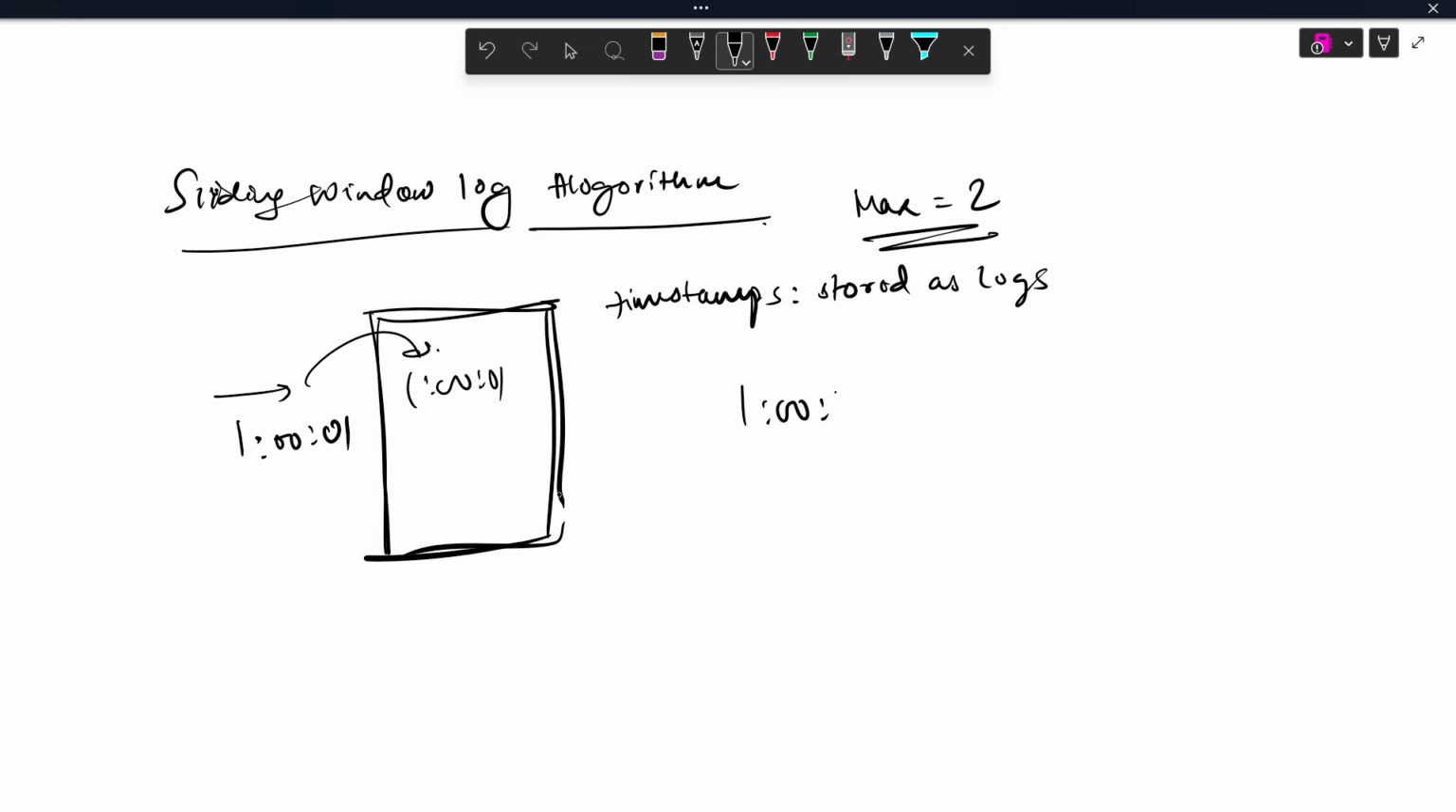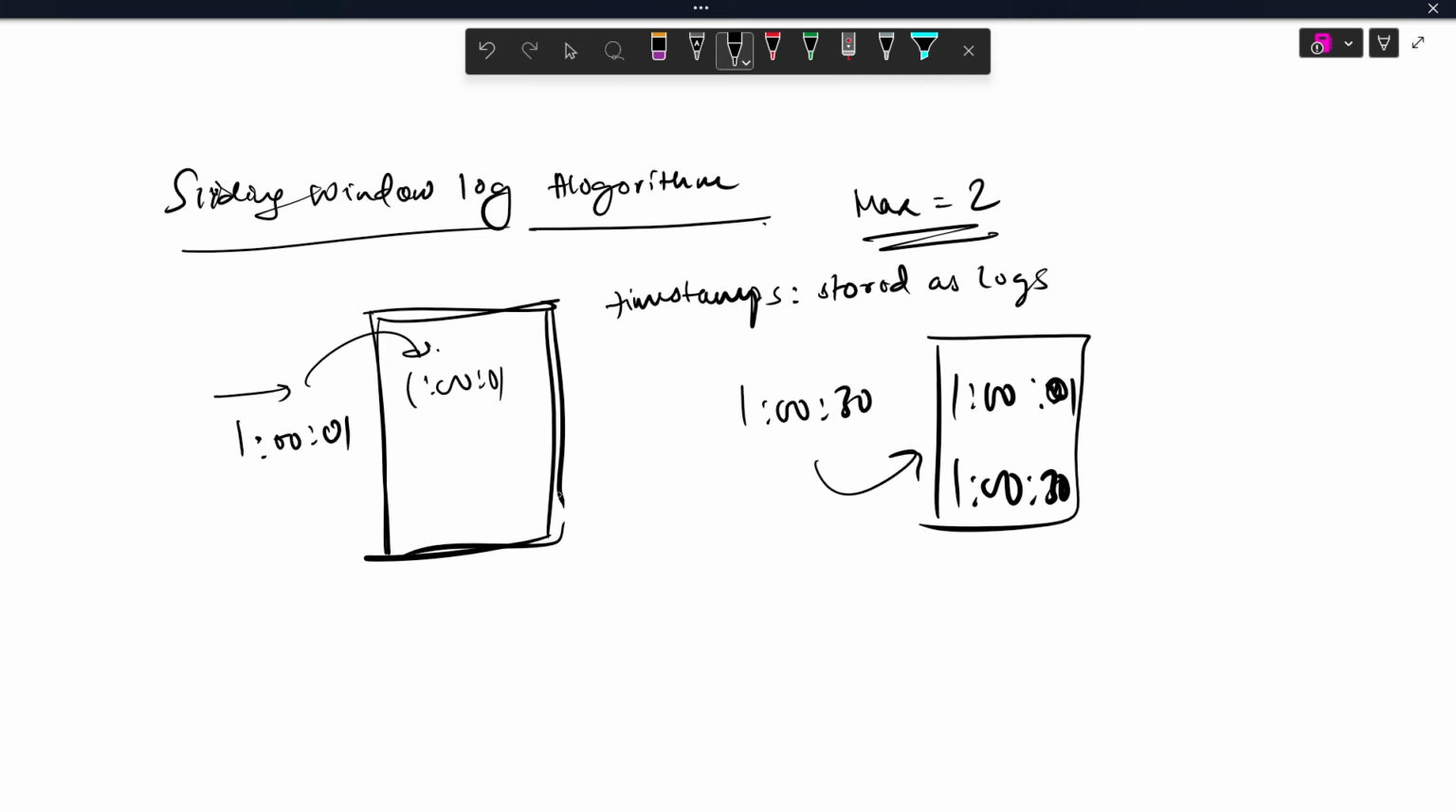Another request came, let's just say at 30. The log size is 1, so it is allowed. So here we stored one more timestamp in the window. The log size is 1. What am I saying? The window size is 1. The total timestamps, the total log size, is 2. Now the total log size is 2.